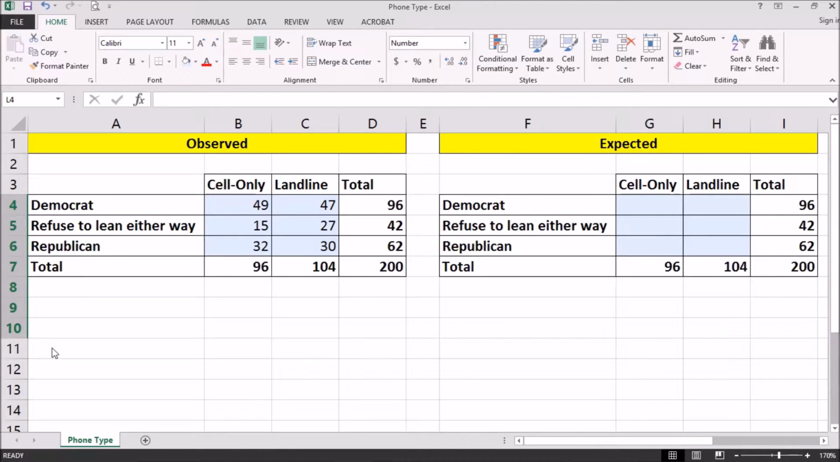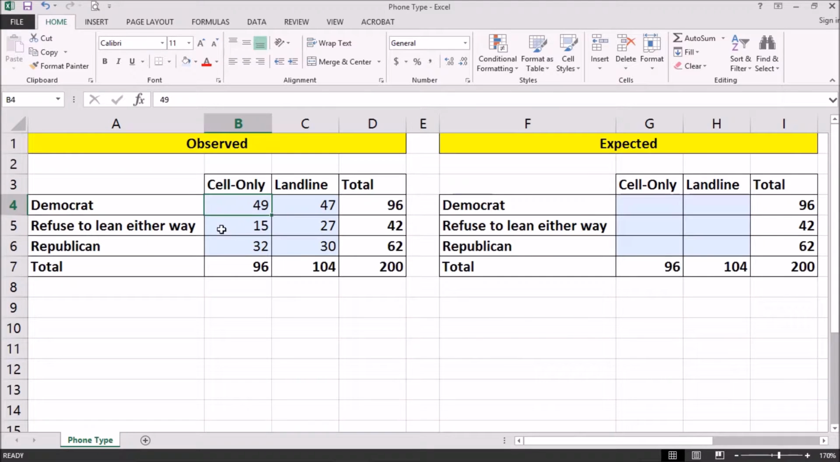We have data looking at cell phone only households and households with a landline and their political party affiliations: Democratic, refuse to lean either way, and Republican. And what we want to test, our null hypothesis, is that there's no difference in the distribution of party affiliation in the cell phone only and the landline populations.